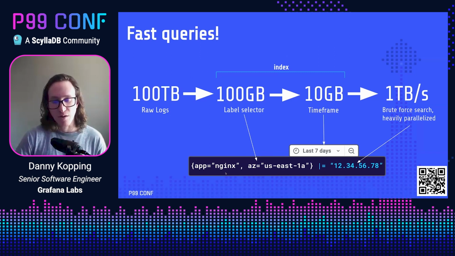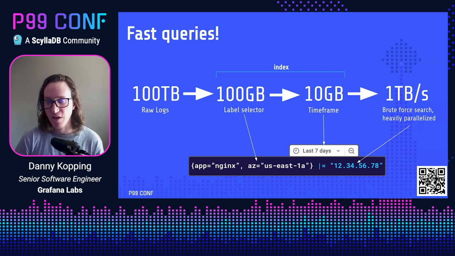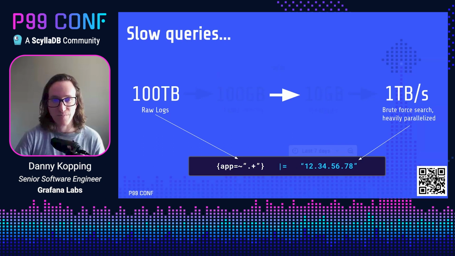So in this example, we're requesting all the nginx logs from a particular availability zone, and then we're going to use a filter here to find log lines that contain this IP address. So for example, if we started from 100 terabytes worth of raw logs, then if we applied this label selector, this would reduce the set of chunks that we have to go and fetch and process. And then we can further reduce that set by specifying a time range. And then once we've got all of the chunks that we need to process, then we process them brute force. And so this approach allows Loki to process massive amounts of data very, very quickly. And it works extremely well for observability use cases.